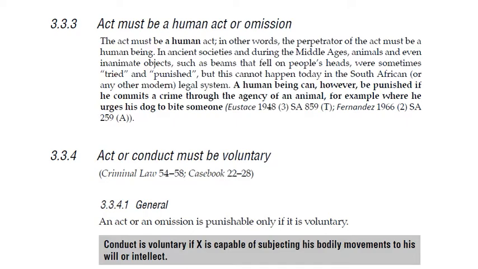A human being can, however, be punished if he commits a crime through the agency of an animal. For example, where he urges his dog to bite someone. Okay, there we have our answer in black and white.